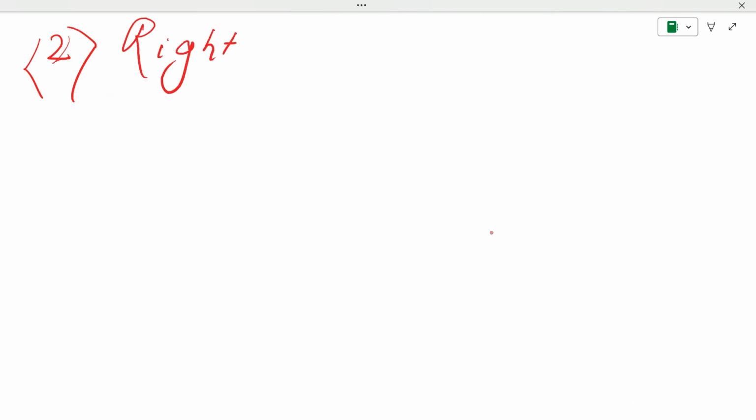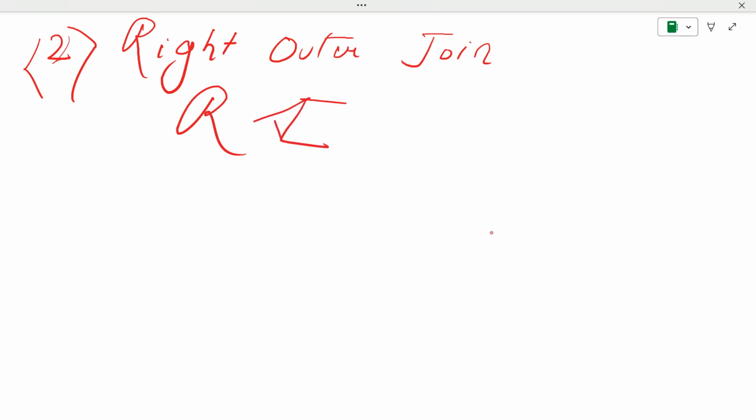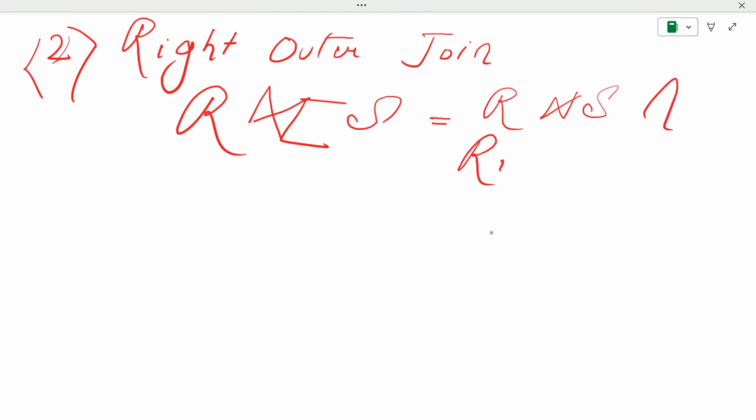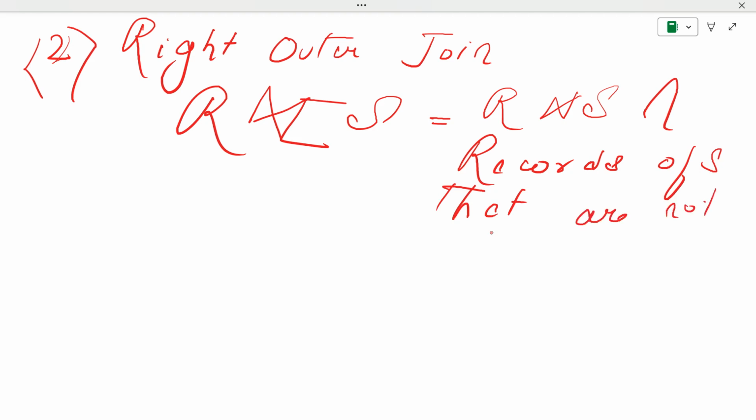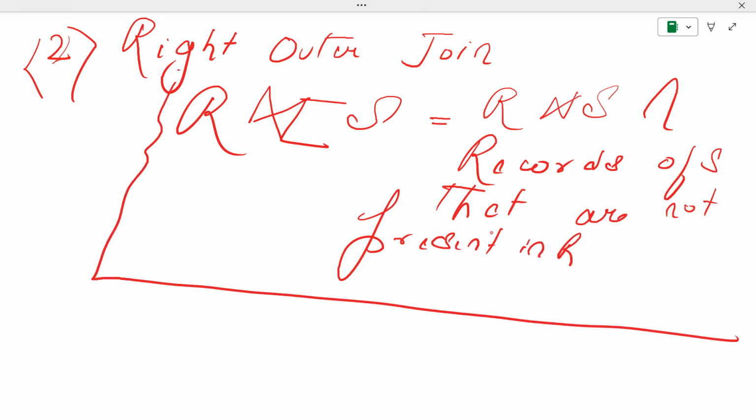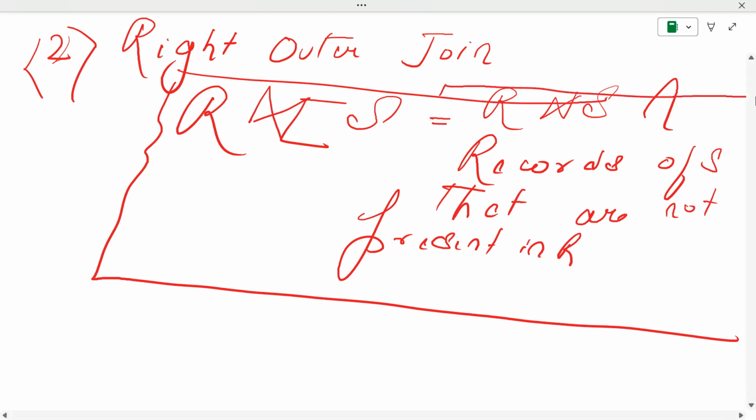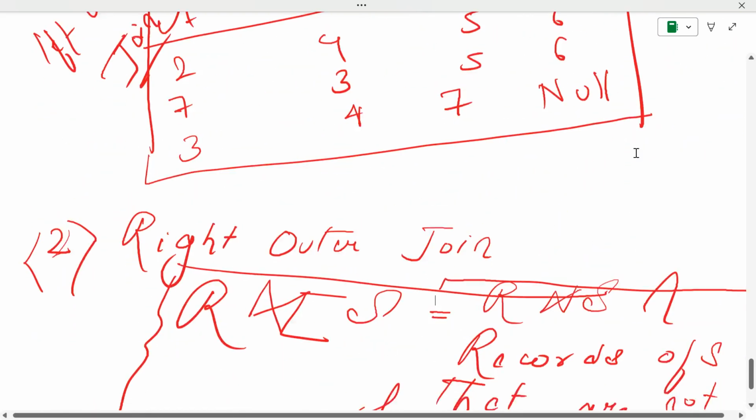So this is right outer join, and if we are doing right outer join of R and S, the mouth will be open towards S, and it will include R conditional join with S, and records of S that are not present in R. Okay, so R right outer join with S means records of S not present in R. Please ignore this lining part.